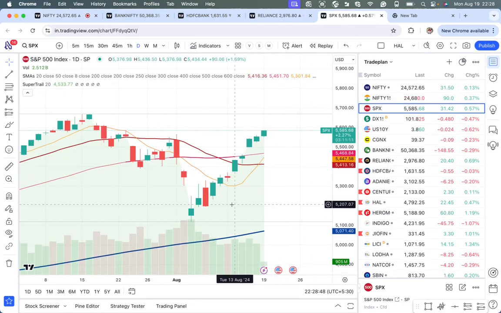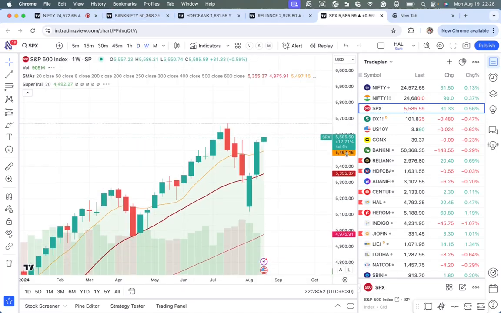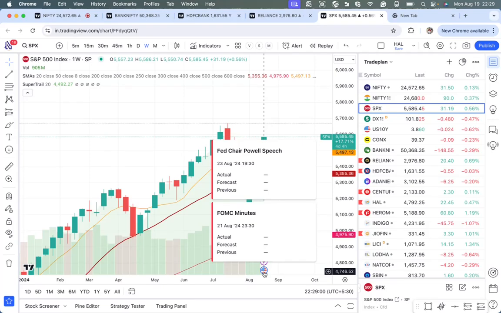When we look into the global market, we see that on the weekly chart, S&P 500 is back in the bull run. It is above the 8 and 20 bar moving average. And in this week, there is a critical Fed Chair Powell speech on 23rd August, and an FOMC meeting on 21st August. So these are the two critical events which one should look into.